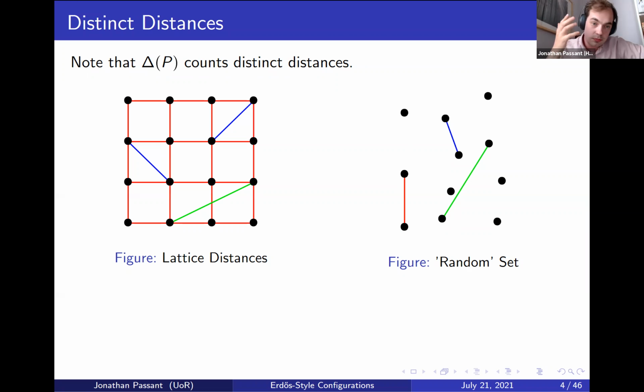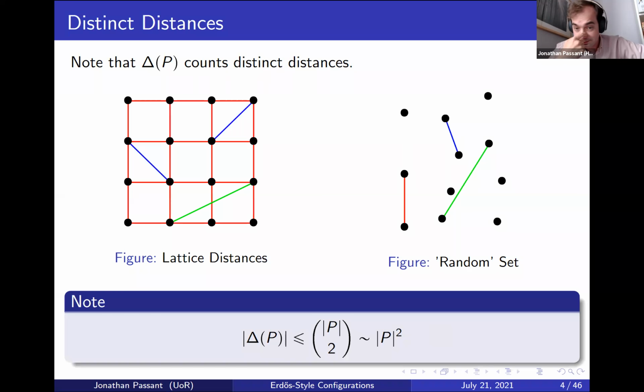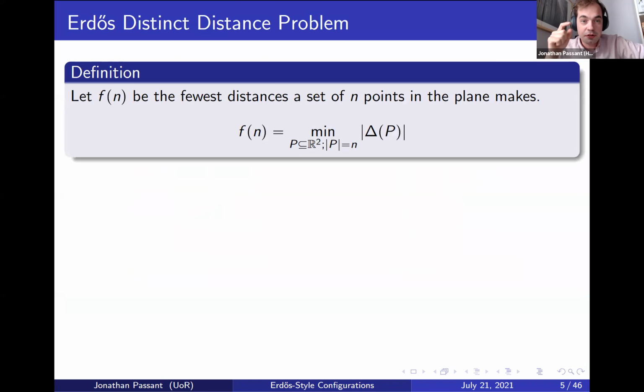So in some sense, you can look at configurations where you're trying to minimize distances, and the worst possible example is some random set. Okay. And so you have this very trivial bound coming from pairs. Erdős in the 1940s started this by defining this function, which asks, across all possible point sets of a certain size, what's the smallest number of distances? The idea is that we'll examine the asymptotic behavior of this function in terms of n. So as your point sets grow, what does the smallest number of distances look like?